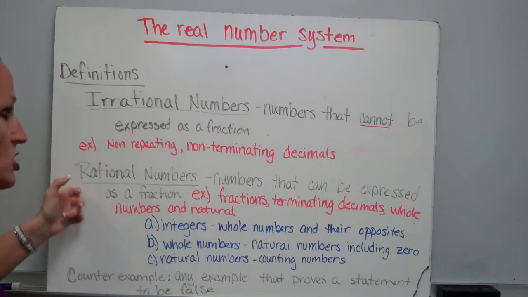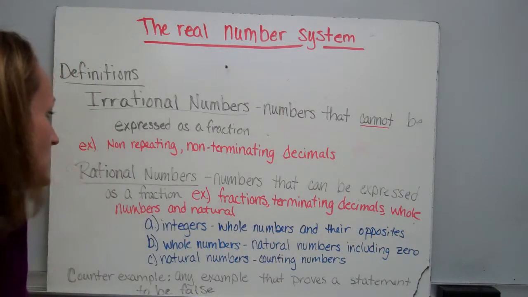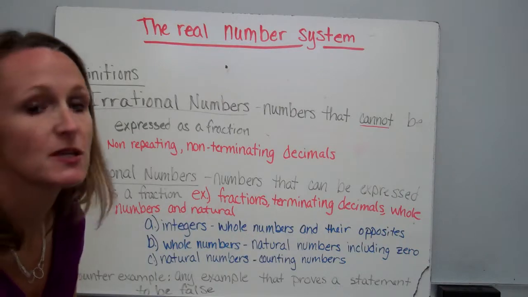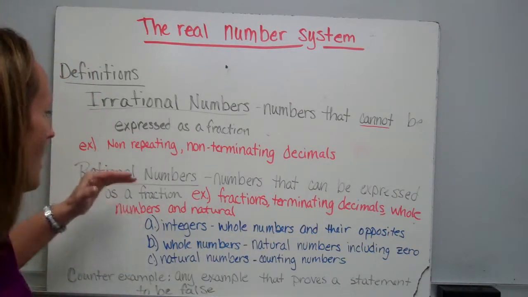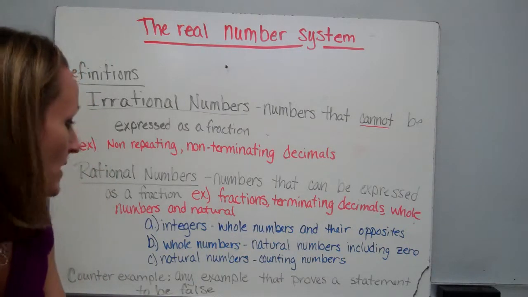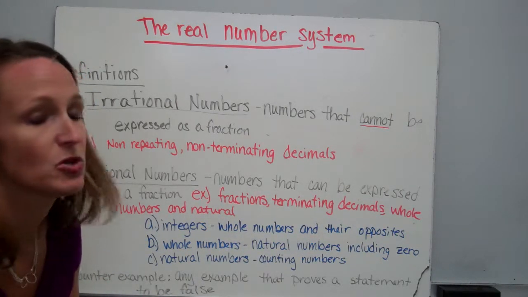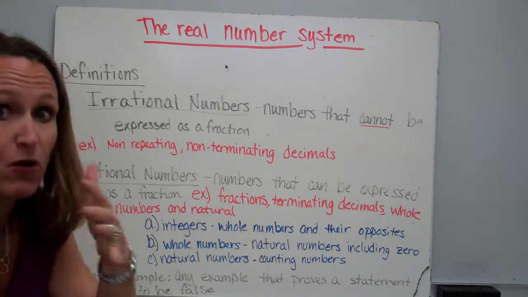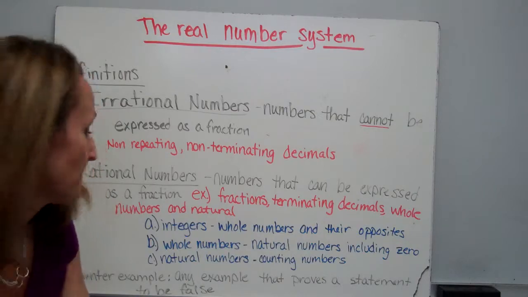Then we've got rational numbers, numbers that can be expressed as a fraction. So fractions, terminating decimals, whole numbers, and natural numbers. Under rational numbers, we have integers, which are whole numbers and their opposites. We have whole numbers, which are the natural numbers, including 0, and natural numbers, which are our counting numbers. So 1, 2, 3, 4, and so on.